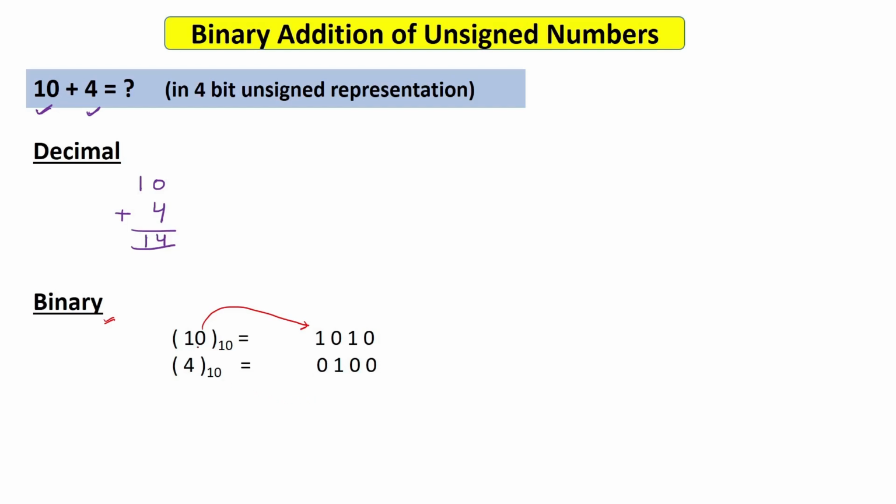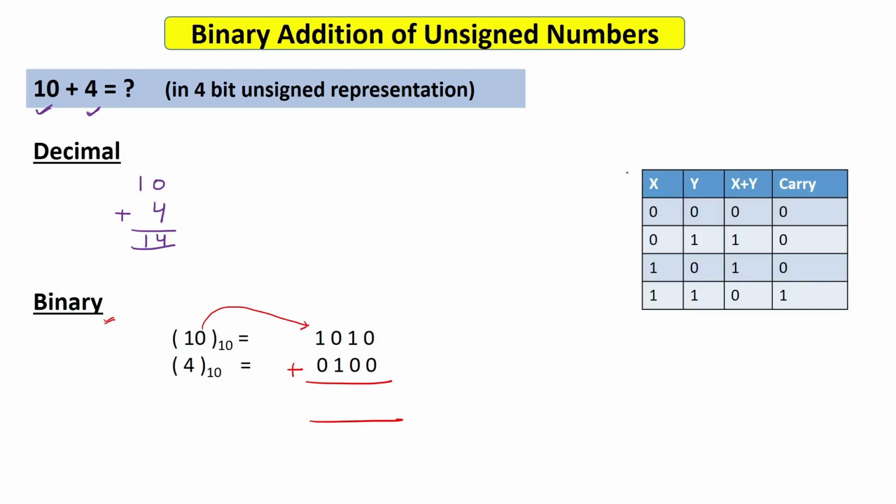Okay, so here we have represented the numbers 10 and 4 as binary numbers. Now we have to find the addition. How will we add these bits, 1010 and 0100, to get the answer? For that we have a table.